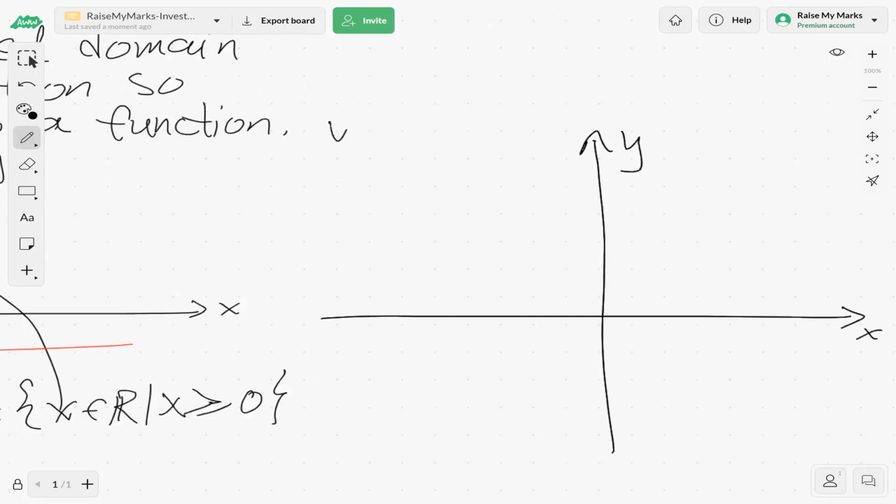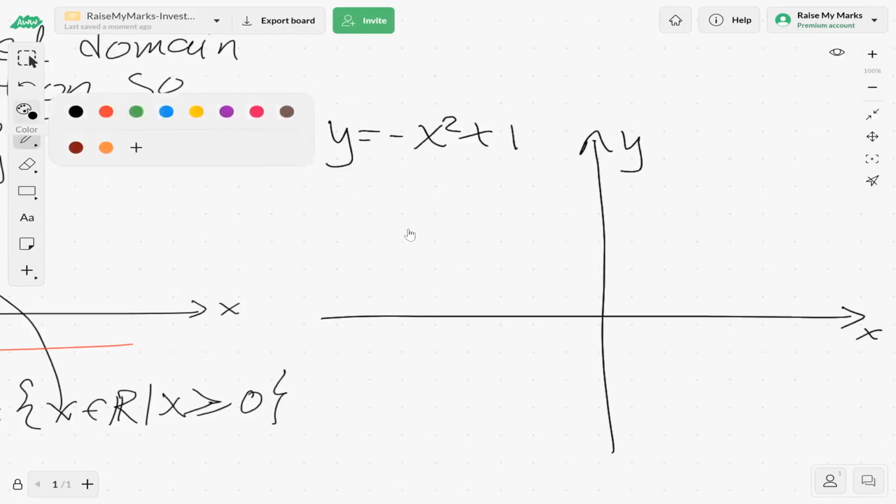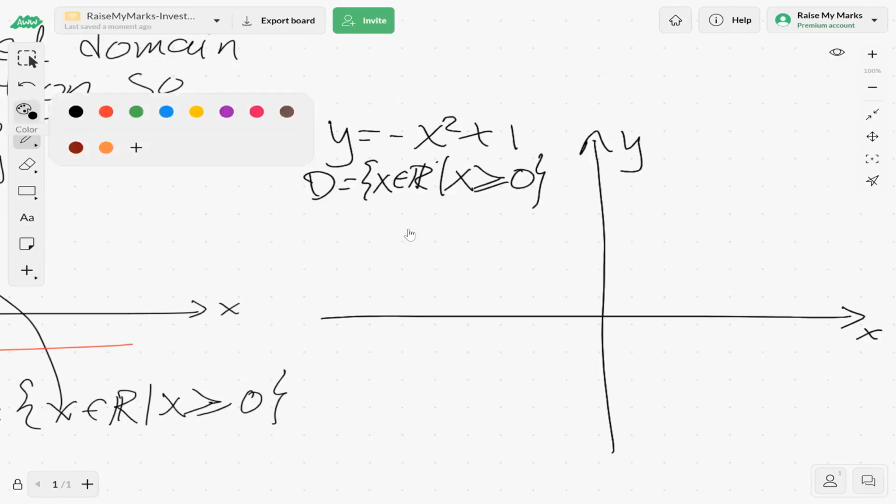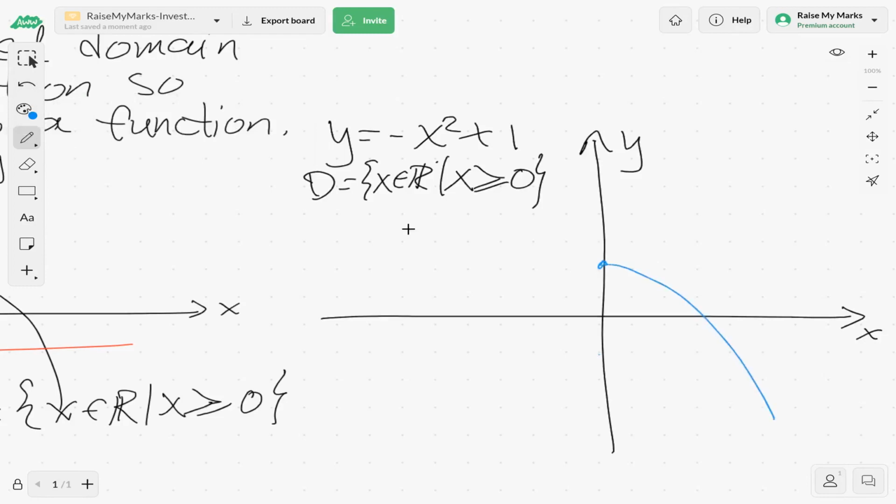So again, our original function was y equals negative x squared plus 1. But our new domain is x values that are real, such that x is greater than or equal to 0. So what does our curve look like? Again, our vertex is at (0, 1), and it opens downwards, but now it's only half of the parabola. So now our function is indeed one-to-one, and our inverse is also a function.